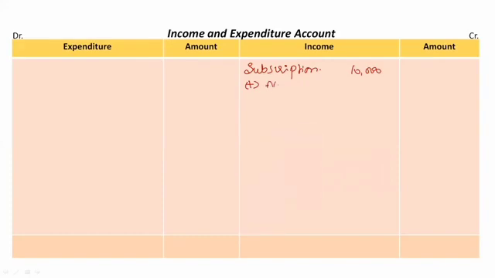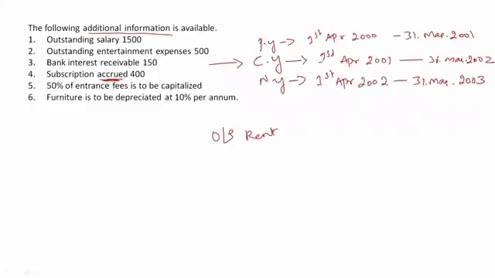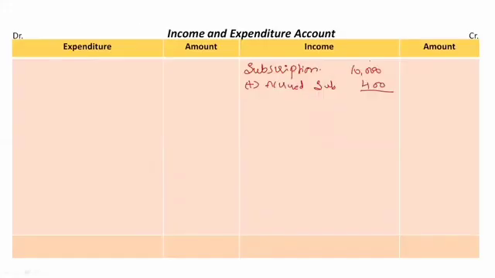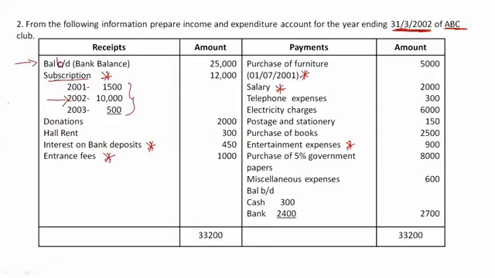Yes, accrued subscription. How much is it? It's 400 rupees. Then add both of these, and other than this we don't have any other adjustment relating to subscription, right? So just add it. What will be the total? It's 10,400 rupees. Then back to the question, subscription is done. Yes, tick it.